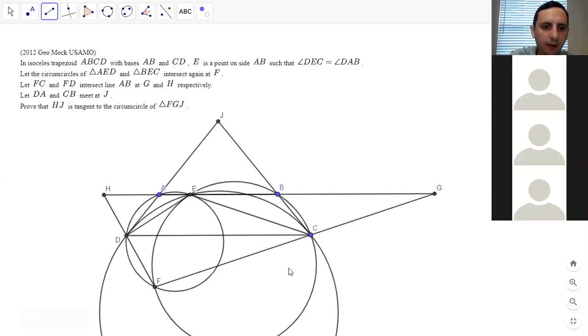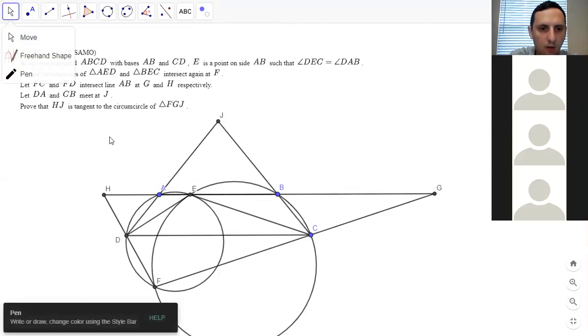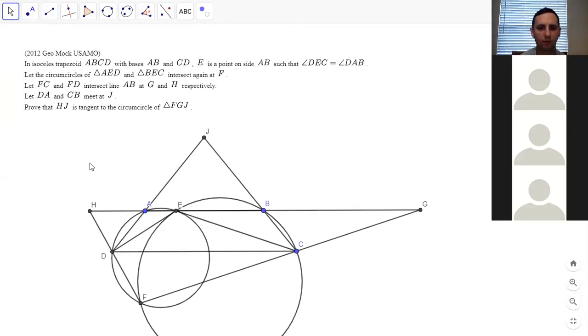Do you want to hide the circumcircle of BEC? Yeah, it would be better. F, E, J are collinear. By power of a point, because, oh, radical axis theorem, yeah, because ABCD is cyclic. Okay.